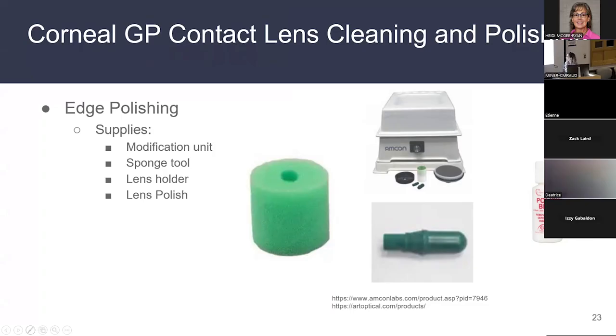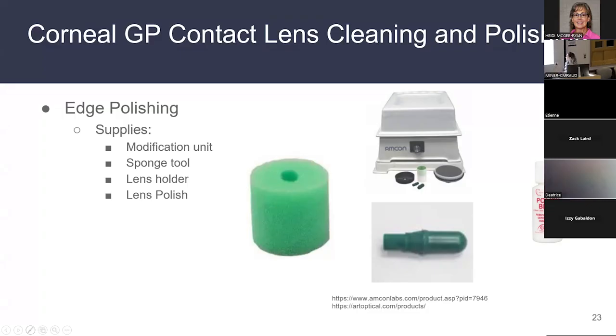These supplies include a modification unit. You're definitely going to need a sponge. You need a lens holder. Now, a lens holder is actually different than a traditional scleral lens inserter or remover. This has a removable piece that's designed to hold both the convex and concave surface of a lens, which is helpful if you want to polish both sides of the lens. But it also has a little bit stronger suction, so it's easier to hold onto the lens when you're polishing.